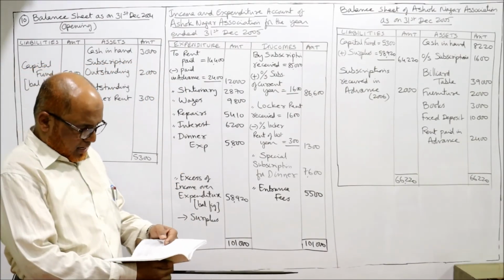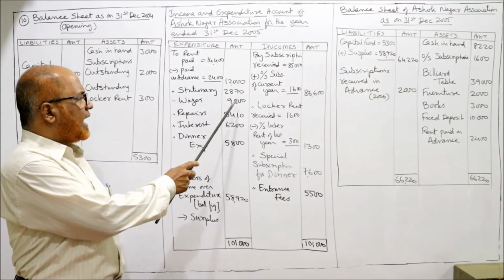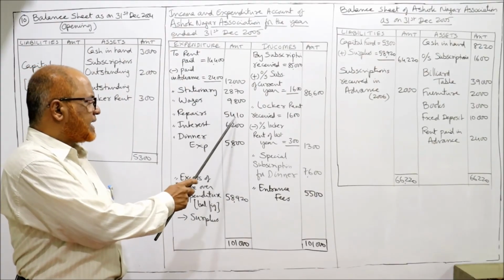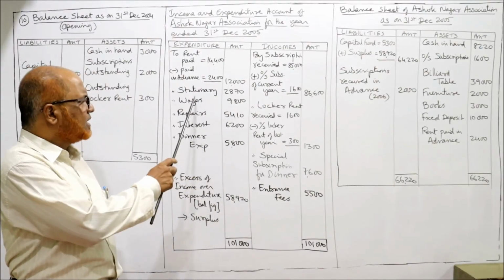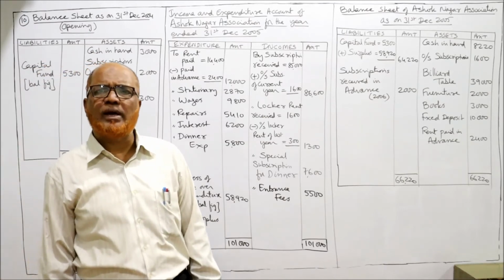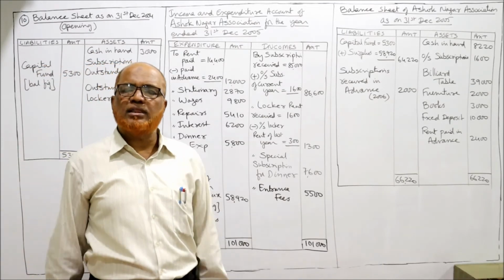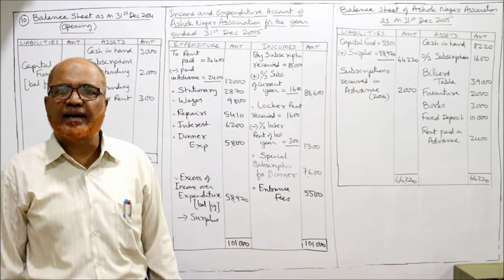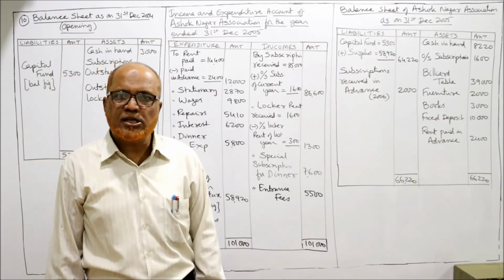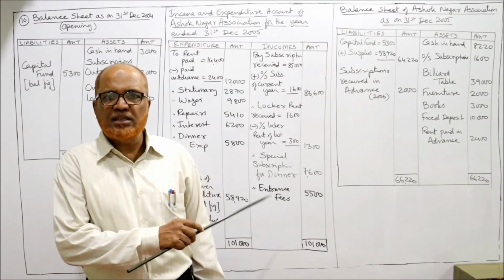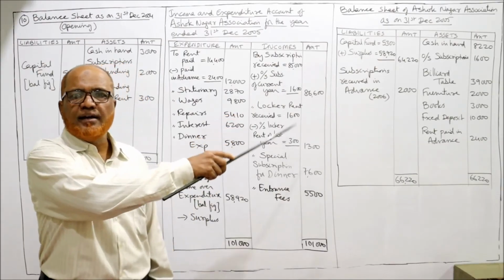Stationery. The next item is stationery directly as it is, wages as it is, repairs as it is, interest, dinner expense. There is no adjustment. All these are revenue expenditure. After taking all these items, we have to find out separately which side is more, whether expenditure is more or income is more. In this problem, our income side is more.